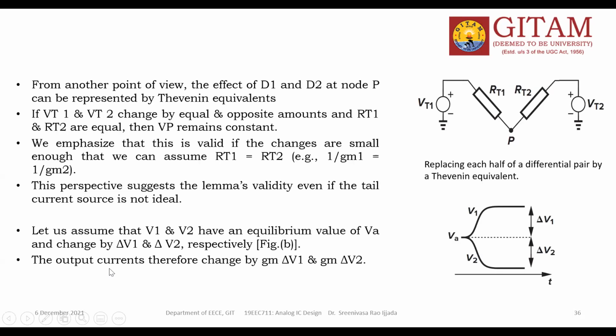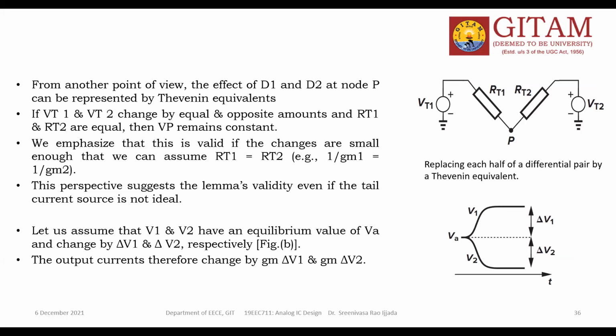So the output currents therefore change by GM delta V1 and GM delta V2. Earlier the two currents were the same because the change at VIN1 and VIN2 was the same. Now they are not the same because this is delta V1 and this is delta V2. Both are different. Whenever the input voltage change is delta V1, the current is GM times the change in voltage, because GM is the sensitivity parameter of the device. So the current is whatever the input is multiplied with GM.